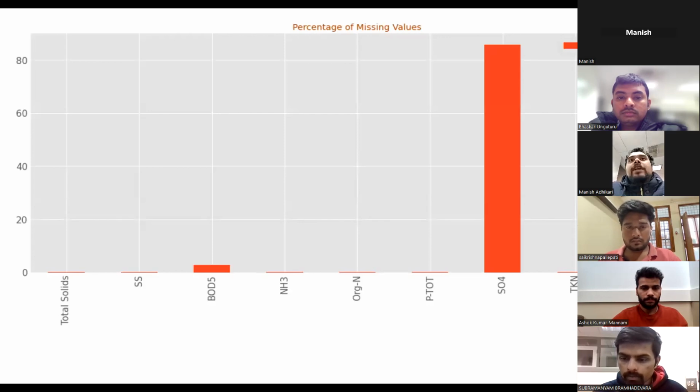So here we can see how much data is missing for each column. For some, like BOD5, it's a little bit higher, but it's still tolerable. Others are quite low and manageable. But SO4 is too high, almost 85% is missing. So we have to use another method for the treatment. Next slide, please.